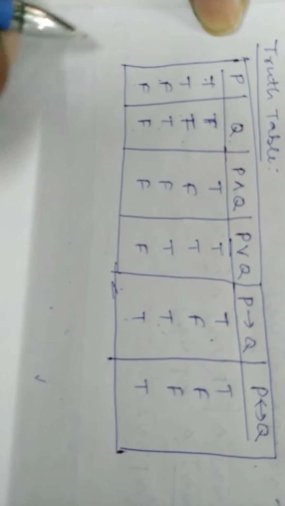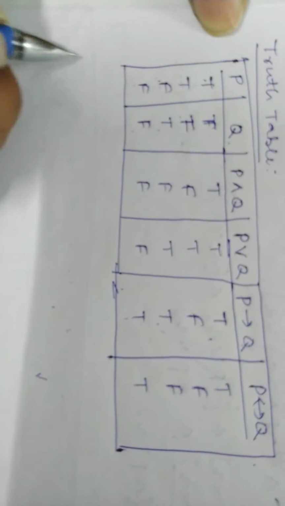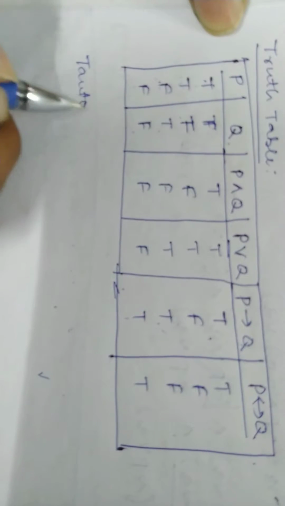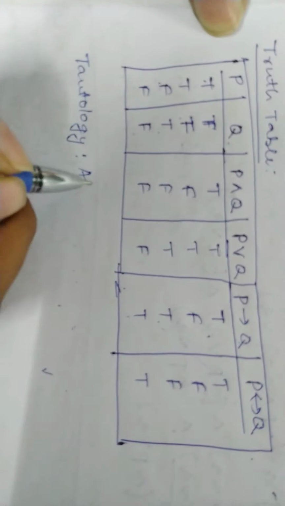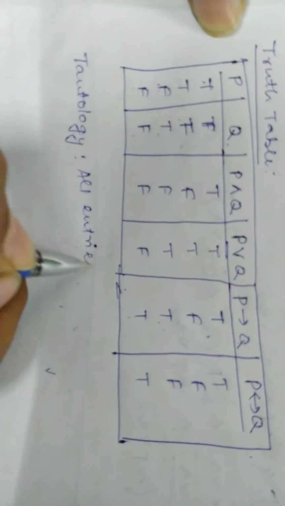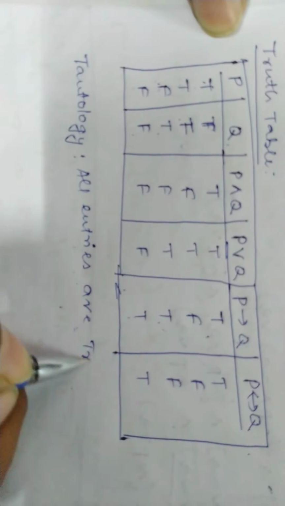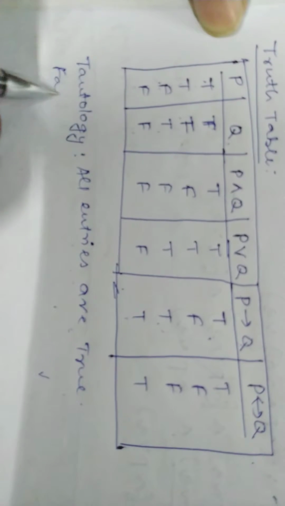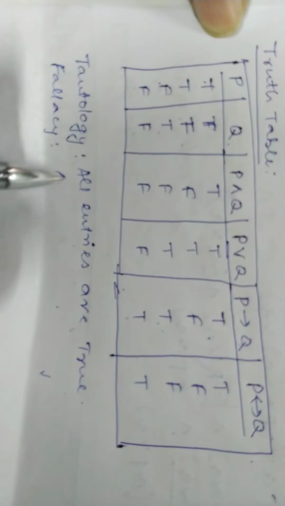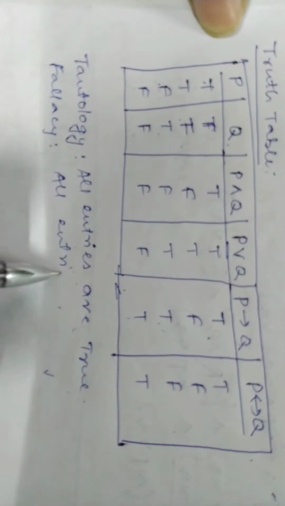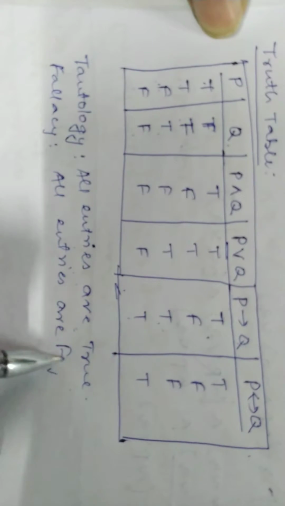Now the important part which I am going to tell: what is the use of this truth table. In truth tables, some equations will be given and asked whether it is a tautology or not. Tautology is where all entries are true, right? Then another thing is fallacy, where all entries are false, right?